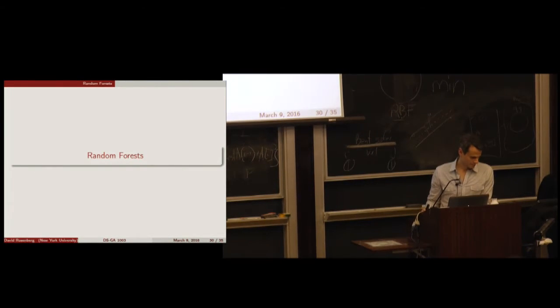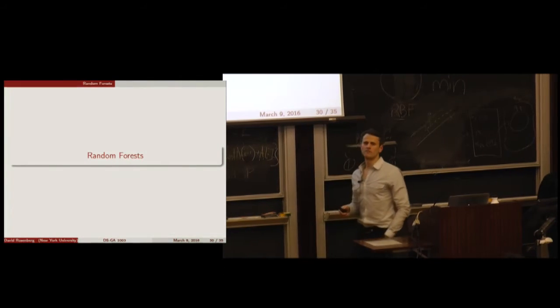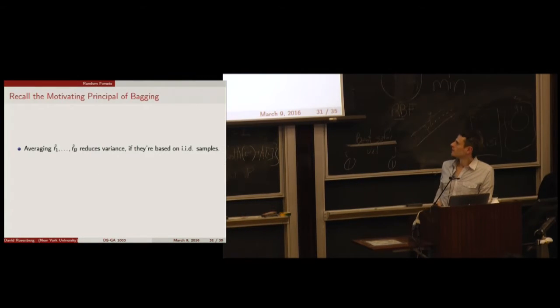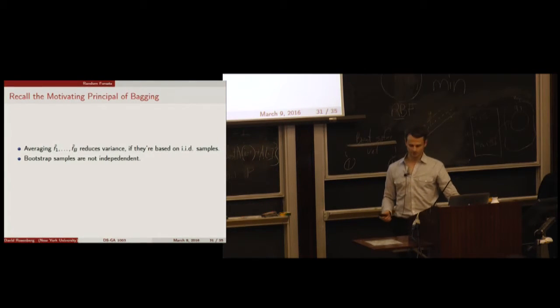All right, so now we're going to talk about random forest, which is actually a pretty minor variation, but it's an important variation. It has excellent performance in practice. So let's recall the motivating principle of bagging. It came from pretending we had these IID samples, these IID training sets from the original data distribution. And of course, bootstrap samples are not independent.